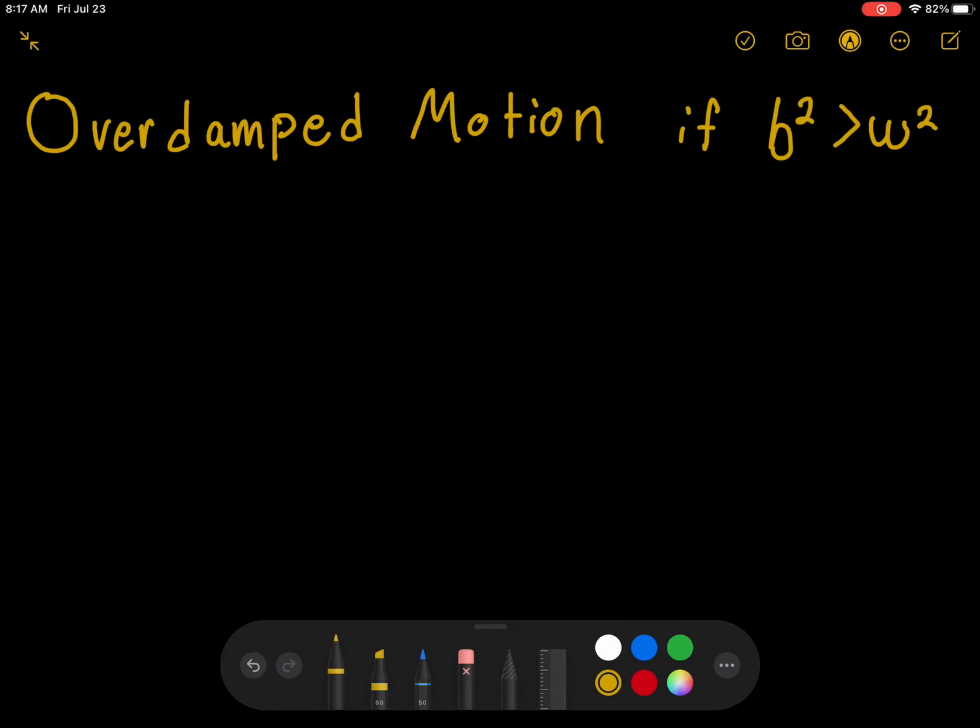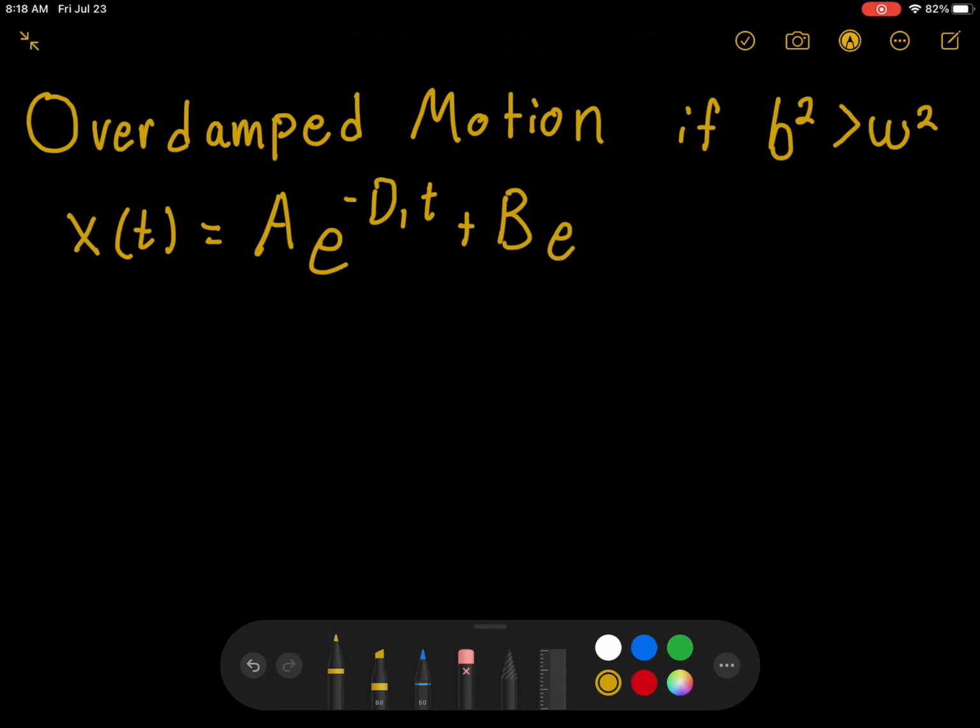Our first type of damped motion is going to be called overdamped motion, and this only happens if b squared is greater than omega squared. And the solution looks something like this. The position as a function of time is equal to some constant a times an exponential minus d1t, where d1 is just the stuff that we solved earlier with the square root, plus another constant b, e to the negative d2 times t.